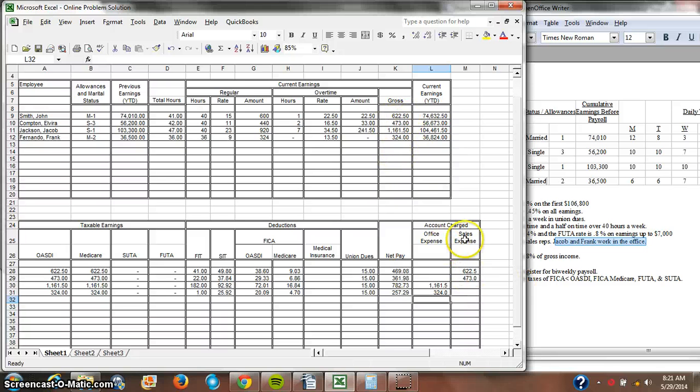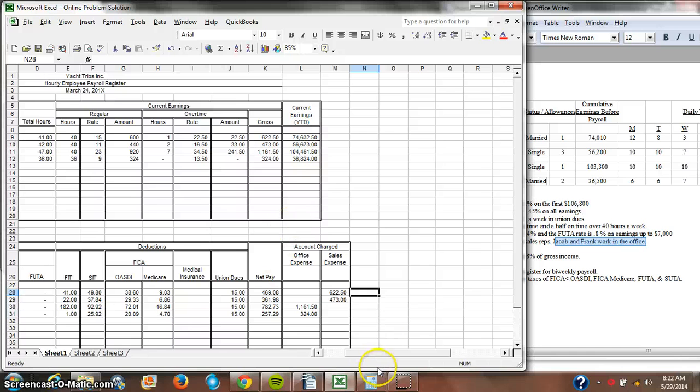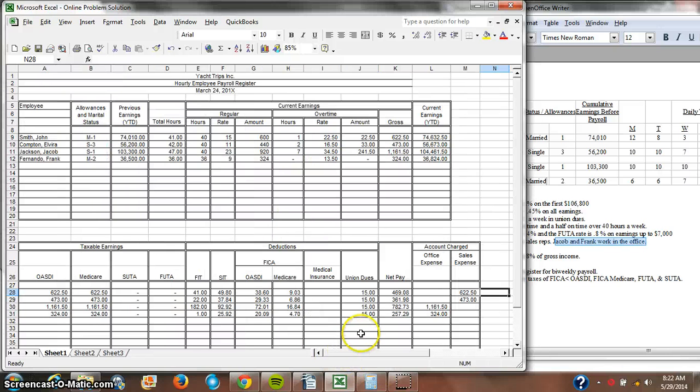$122.50, $4,300, $1,161.50, and $324. There, I'll put in the zeros. And that completes my employee payroll register.